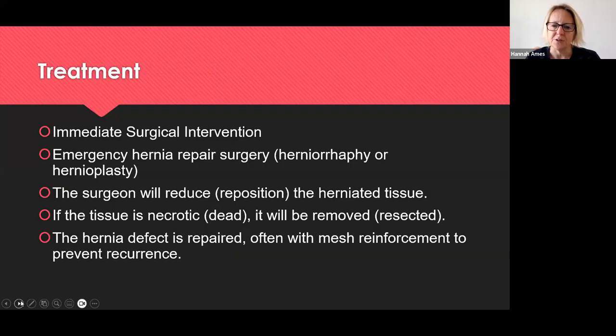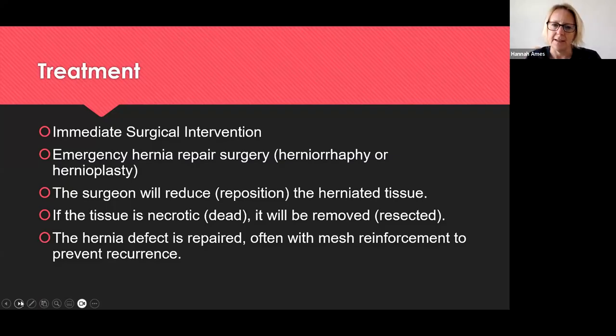What the surgeon will do is reduce the herniated tissue, so reposition the organ which has come out back to where it should be, and get rid of any dead tissue. If the strangulation has caused the blood supply to stop, that part of the organ will be ischemic and will need to be removed. Then they repair the hernia deficit, normally putting in a protective mesh or reinforcement to stop the organ protruding again.